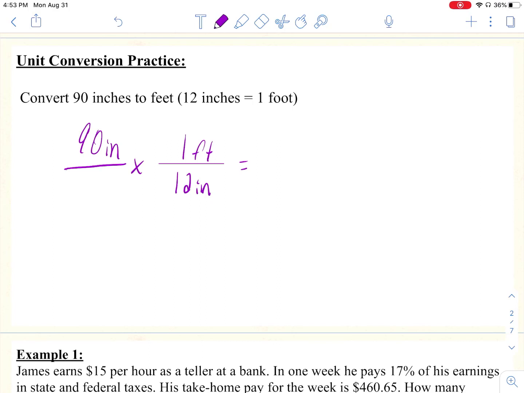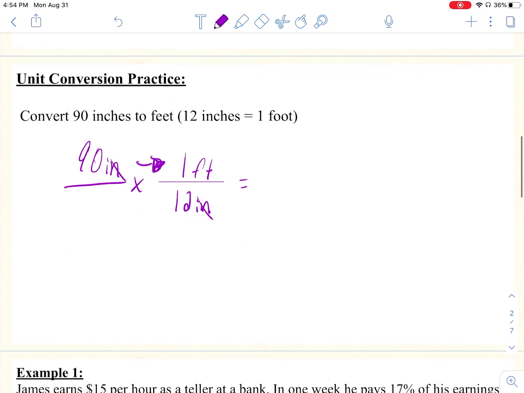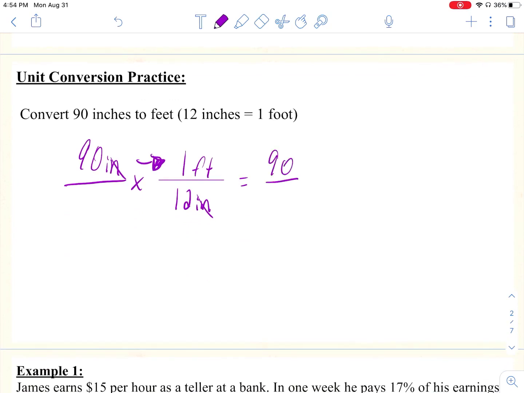And just like our last example where hours was in the numerator and the denominator and they canceled, inches is in the numerator and the denominator, so they're going to cancel out. Now we're going to multiply 90 times 1, because when multiplying fractions, you multiply straight across. So 90 times 1 is 90, and then 12 is going to remain in our denominator. Here we're going to take 90 divided by 12, and that's going to give us 7.5 feet.